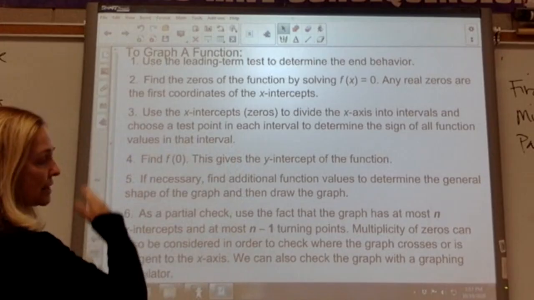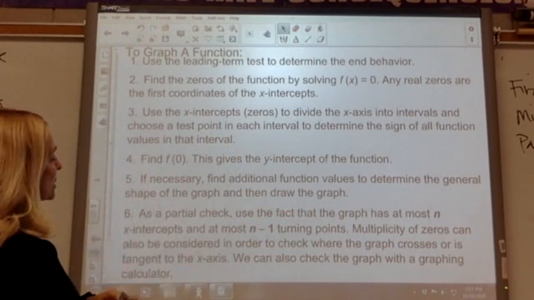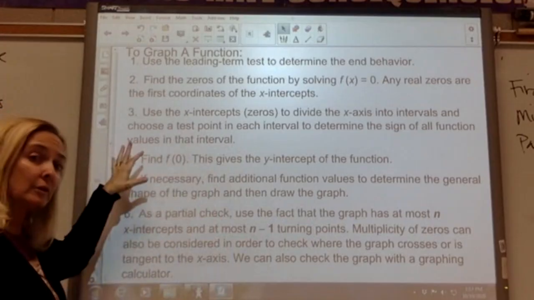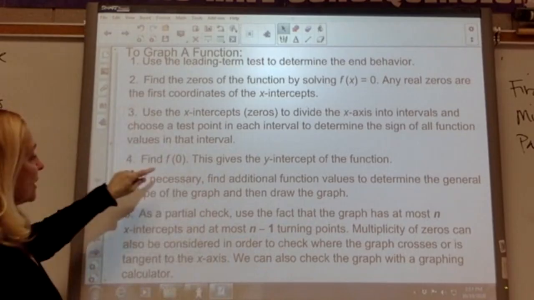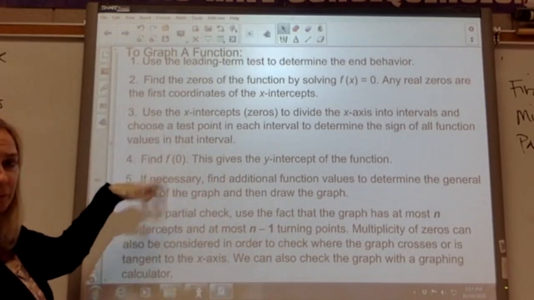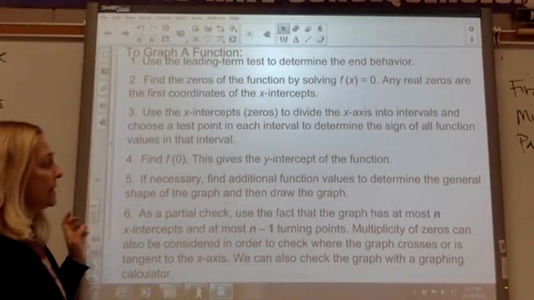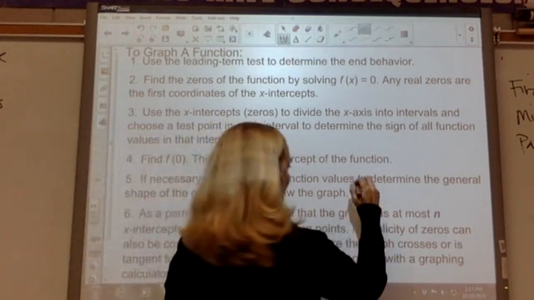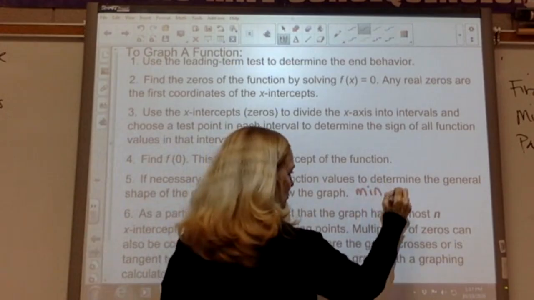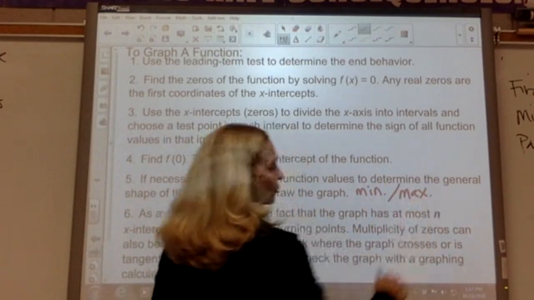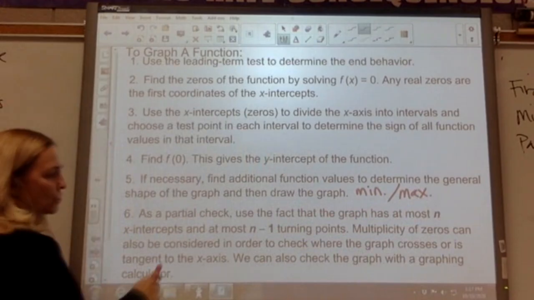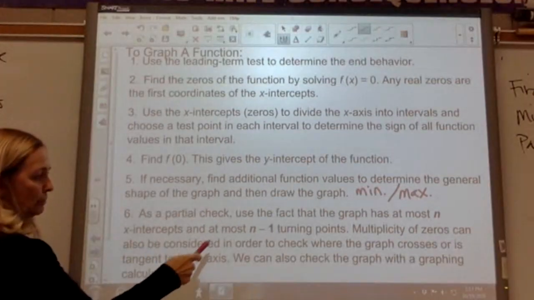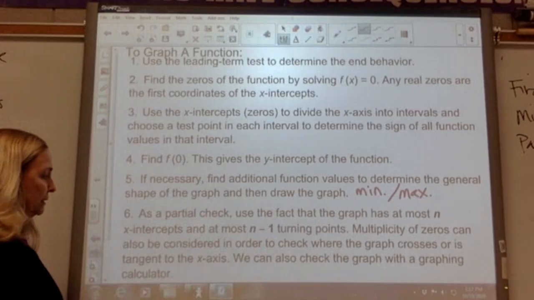We're going to use the x-intercepts, or the zeros, and that's going to divide the x-axis into different intervals. Then we're going to choose a test point to determine the signs of the function values in that interval, to tell us if it's above the x-axis or below the x-axis. We're going to find the y-intercept, which is f of 0. When you plug in 0, that gives you the y-intercept. Then, if necessary, we're going to find additional function values to determine the shape. Really, what we're going to find in the graphing calculator is any minimums or maximums that the graph may have. And as a partial check, we're going to use the fact that the graph has at most n x-intercepts, or at most n minus 1 turning points, and then we may look at the multiplicity.